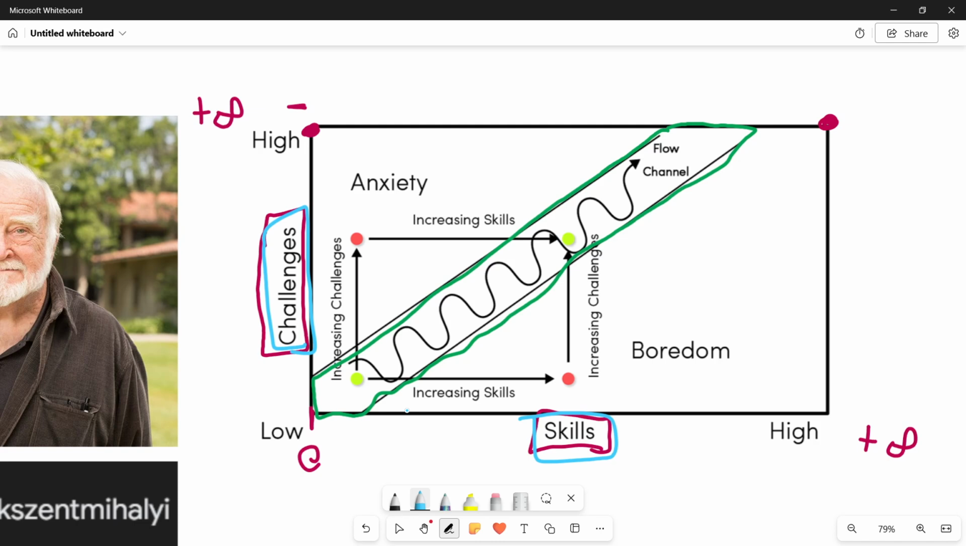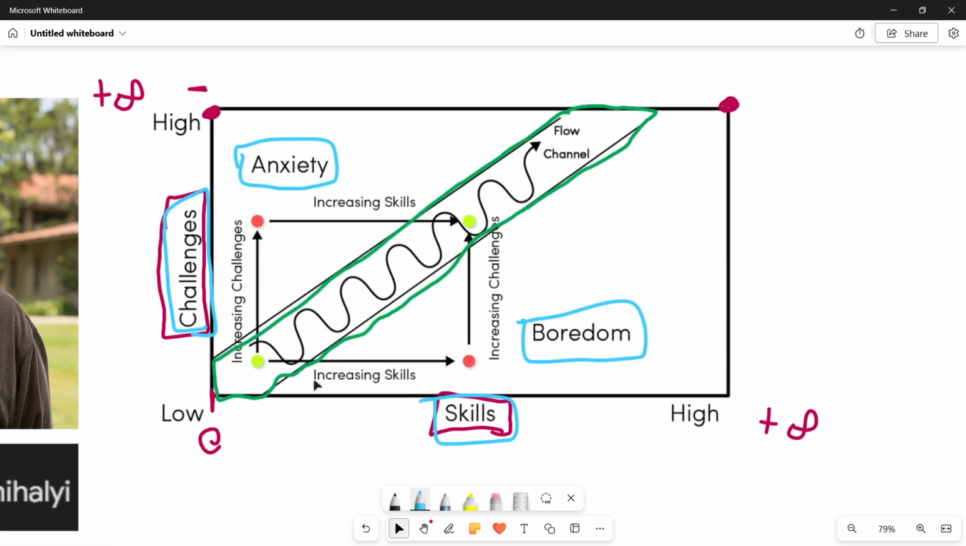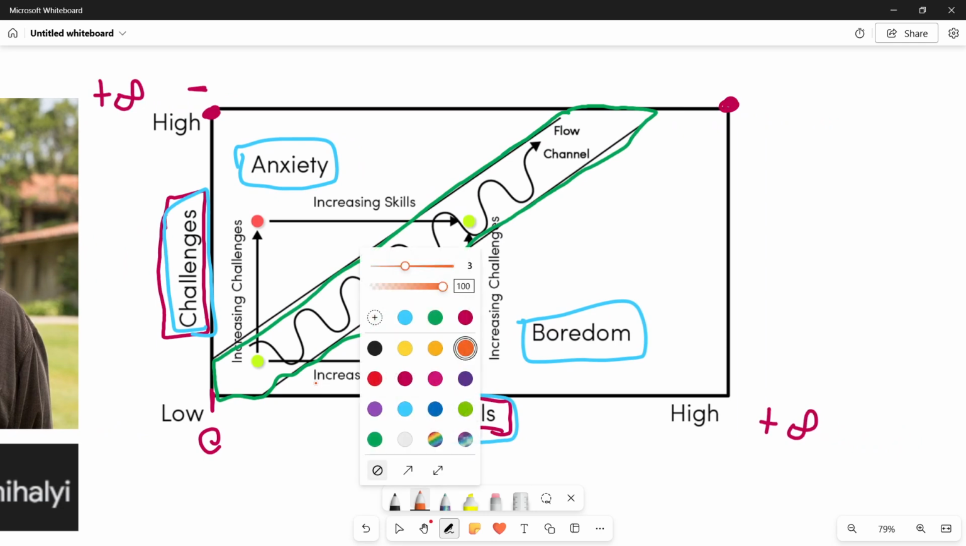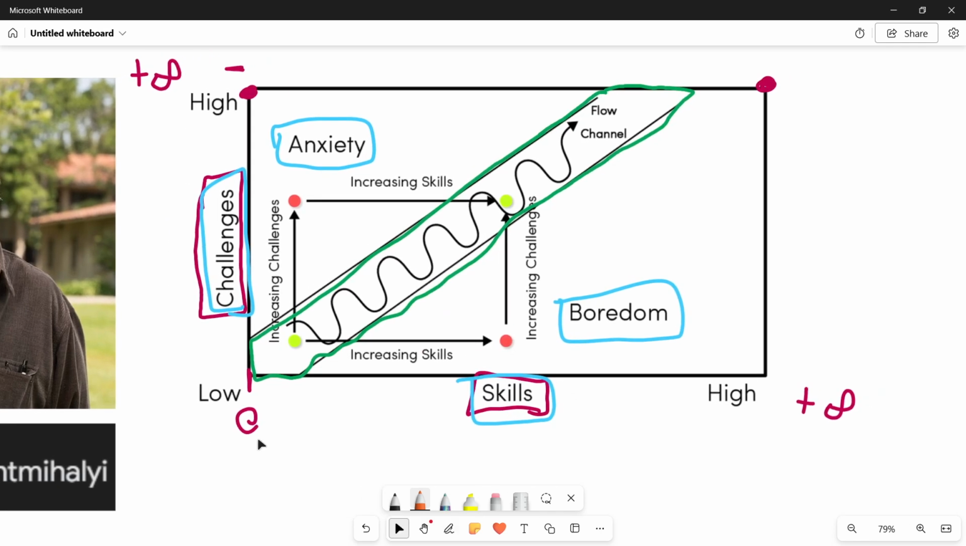Then around the flow channel are anxiety and boredom. So what happens is that if we take one point, and we say we have some kind of mechanic in our game that requires, I don't know, a lot of skills, so we have to be super good at it in order to be able to play it, and not only that, but also the challenge is a lot, we are going to be falling into the boredom zone, basically. Of course, what we don't want our players to face.